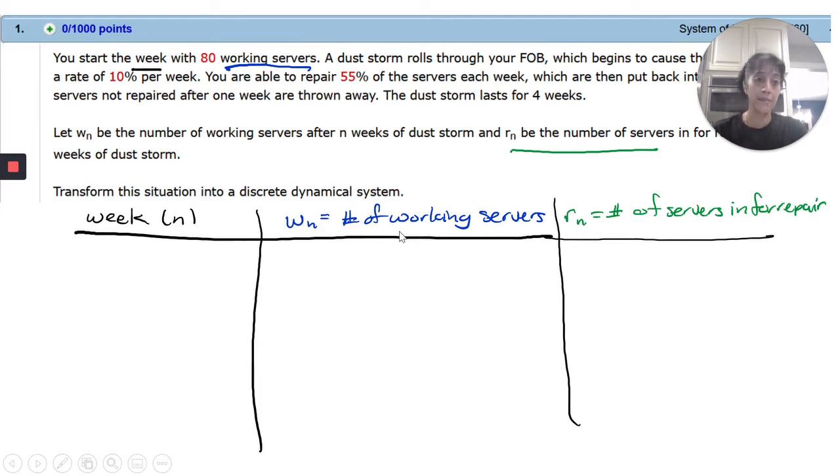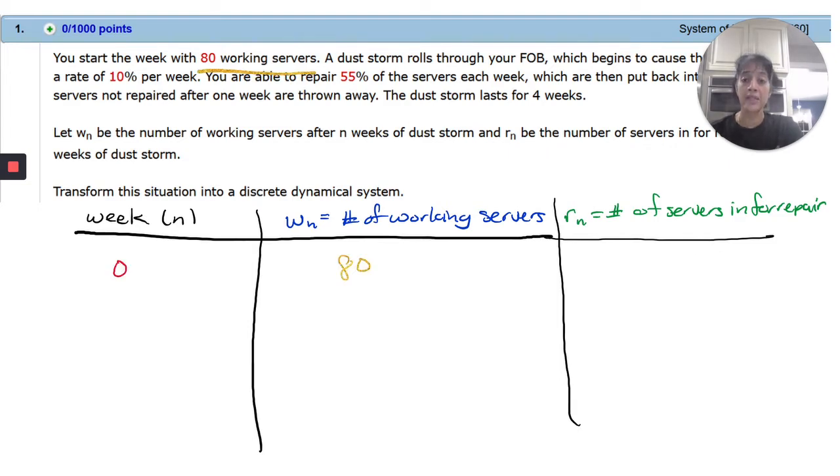Notice that I line up my headers really well. That's good practice. If you started out with good practices, then you're going to just keep continuing that. If you didn't start out with it, there's no time like the present to do this. The other variable is R sub n, which is the number of servers. Notice I don't put servers, I put number of servers. It's a quantity, so I'm very descriptive in my headers.